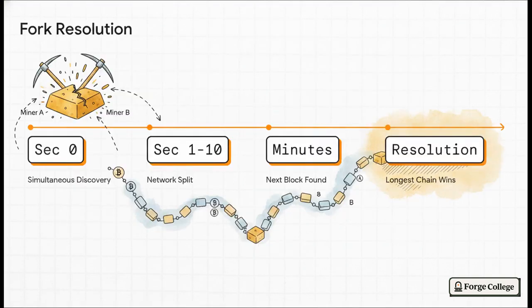Check out this timeline. At second 0, we get that simultaneous discovery. Then, for the next 10 seconds or so, we have a network split. Half the network thinks miner A1 and half thinks miner B1. So how does it get fixed?